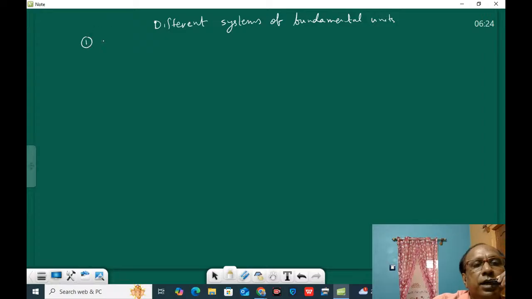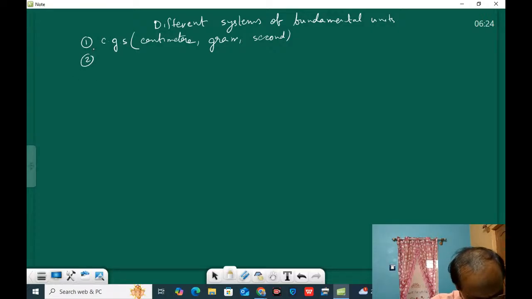One is the CGS system. CGS is centimeter, gram, and second. And another one is the MKS system. In the MKS system, length is measured in meter, mass is measured in kilogram, and time is measured in second.